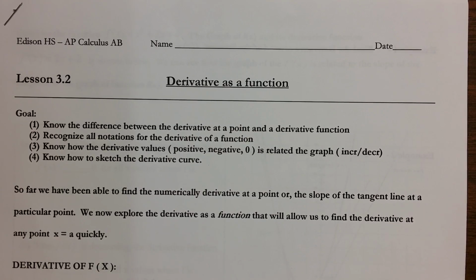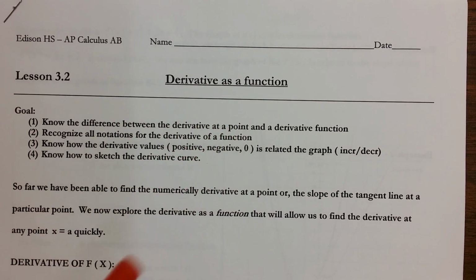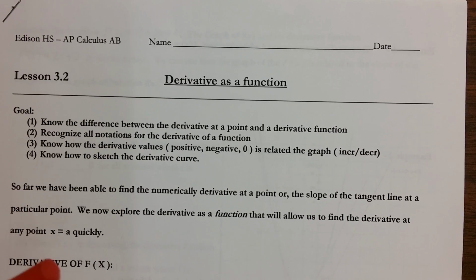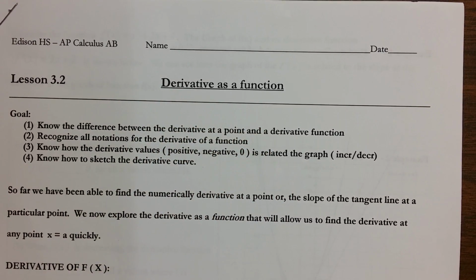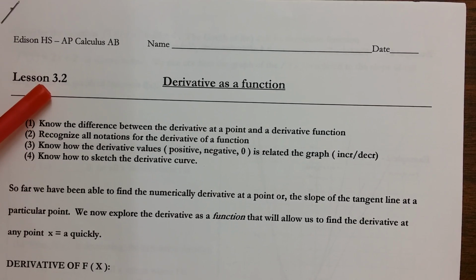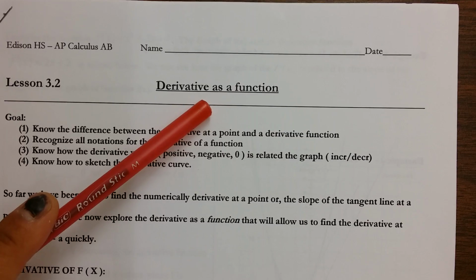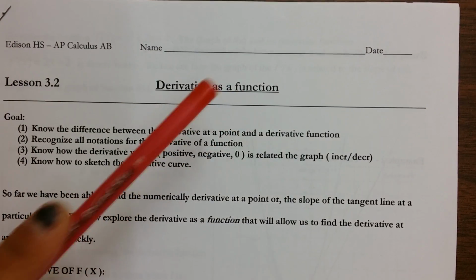This is lesson 3.2, derivative as a function. In lesson 3.1, we discussed how to find the derivative at a point, which means that you're looking for the slope of the tangent line, a number. In lesson 3.2, we are trying to come up with a function of derivative.